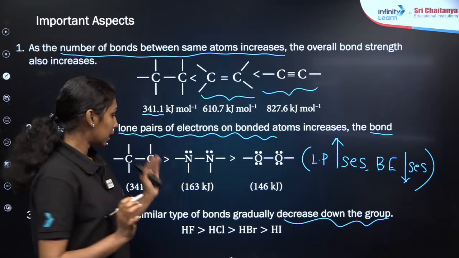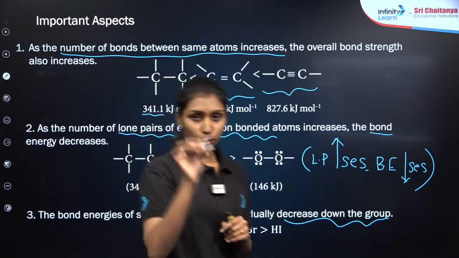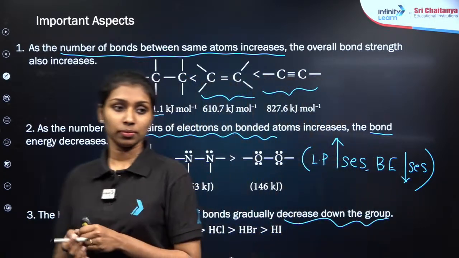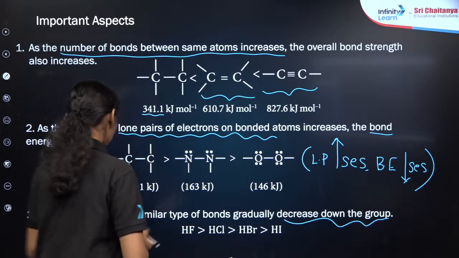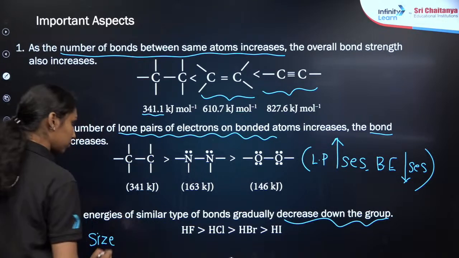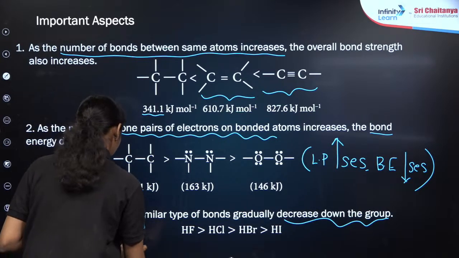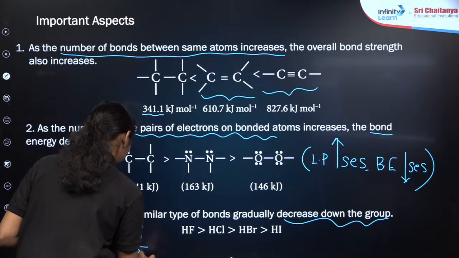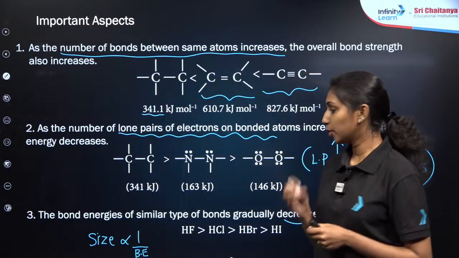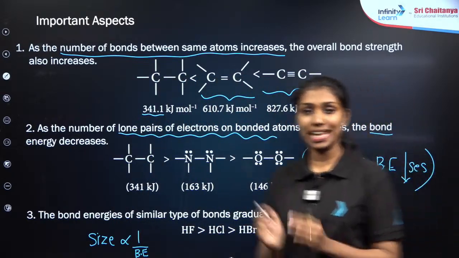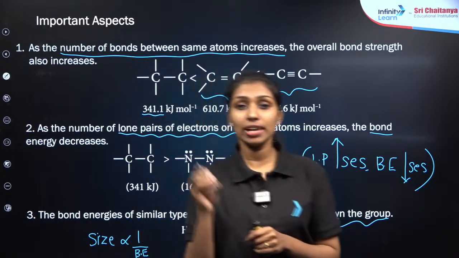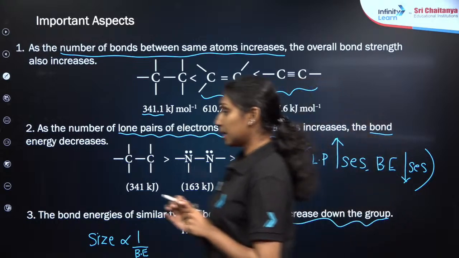Similarly, if you take the example of halogen atoms, from fluorine to chlorine to bromine to iodine, what will happen to the size? Down the group, size increases, so the bond energy decreases, right? Which means that the size of the bonded atom is inversely proportional to the bond energy. Clear?